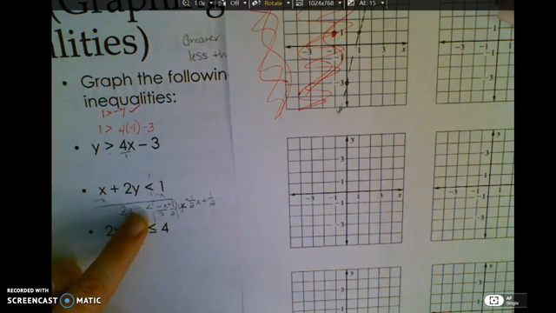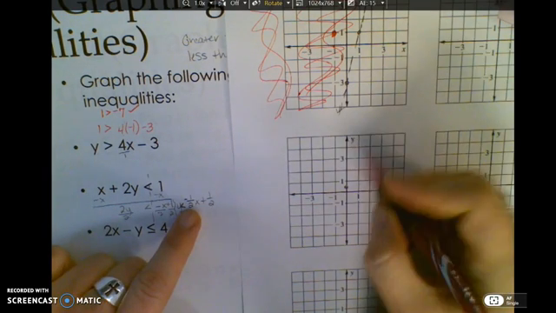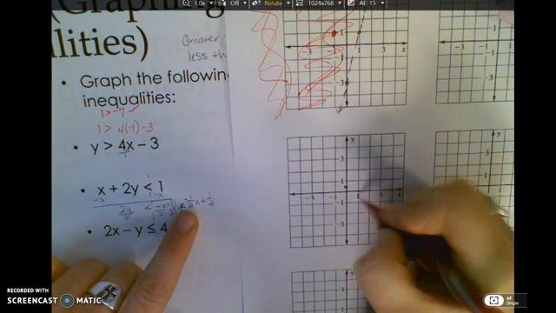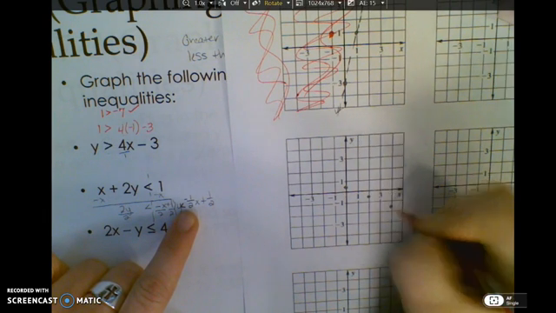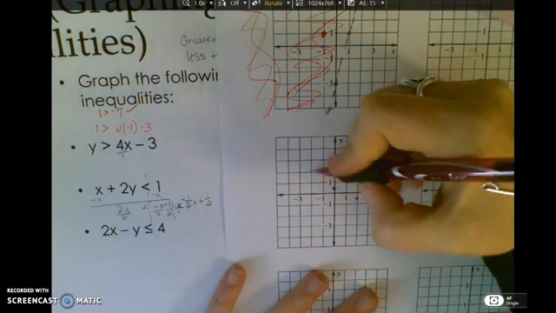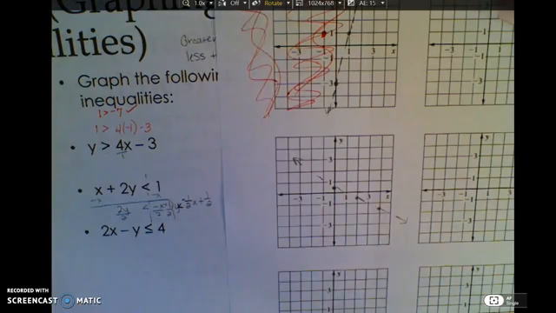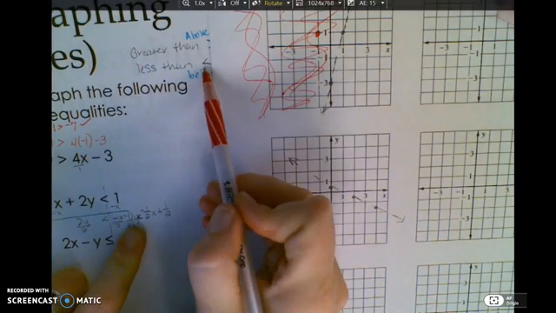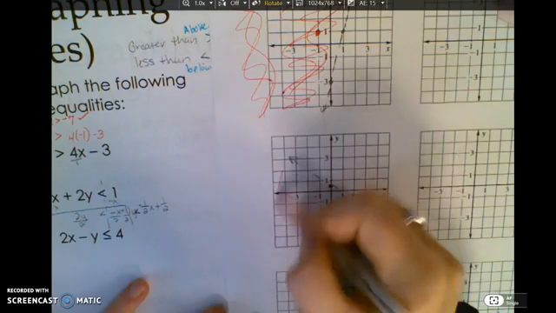So when I go to graph this, my y-intercept is a half. Half is just in between 1 and 0. My slope says to go down 1, so I'm going to go down in the halves, and I'm going to go right 2, 1, 2. Down 1, right 2. Again, I'm not equal to, so my line will be dashed or dotted, whatever you want to call that. It is not a solid line. And this time it says y is less than. Less than is below, so below is down here.